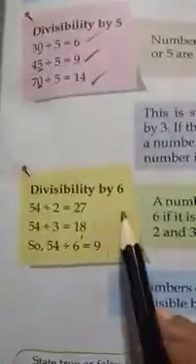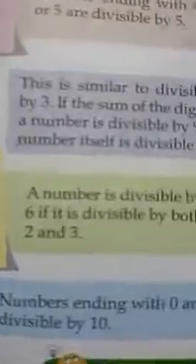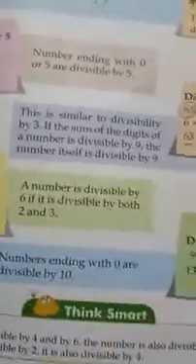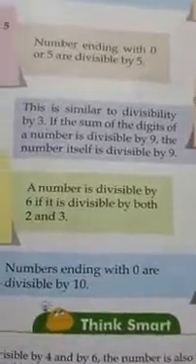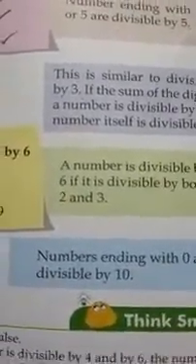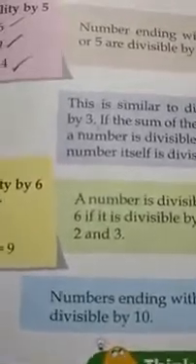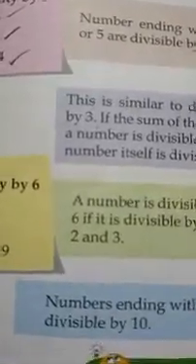Yes. Now what is our next rule? That is divisibility by 6. In this rule, what is the rule? A number is divisible by 6 if it is divisible by both 2 and 3. If a number is divisible by 2 and also divisible by 3, then we will say that this number is also divisible by 6.